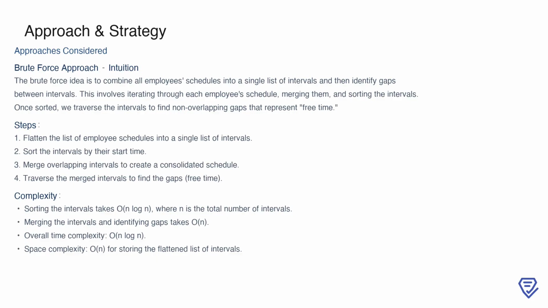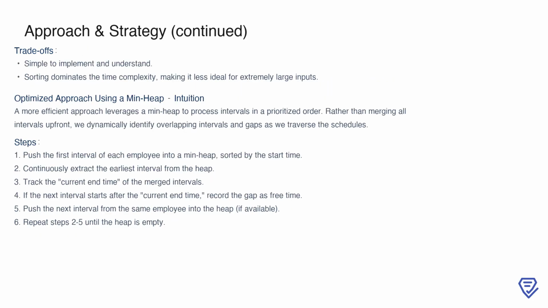While this method is straightforward and easy to grasp, it has its trade-offs. Sorting the intervals takes n log n time, where n is the total number of intervals, and merging the intervals adds an additional n step. This results in an overall time complexity of n log n, with space complexity of n, to store the flattened list of intervals. Now, while the brute force approach is simple, it does have limitations, particularly for very large inputs.